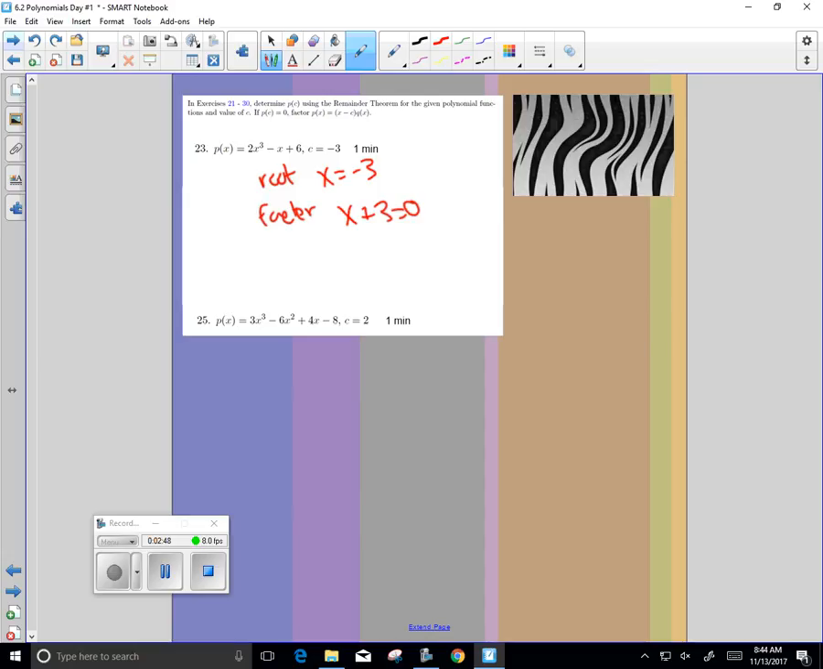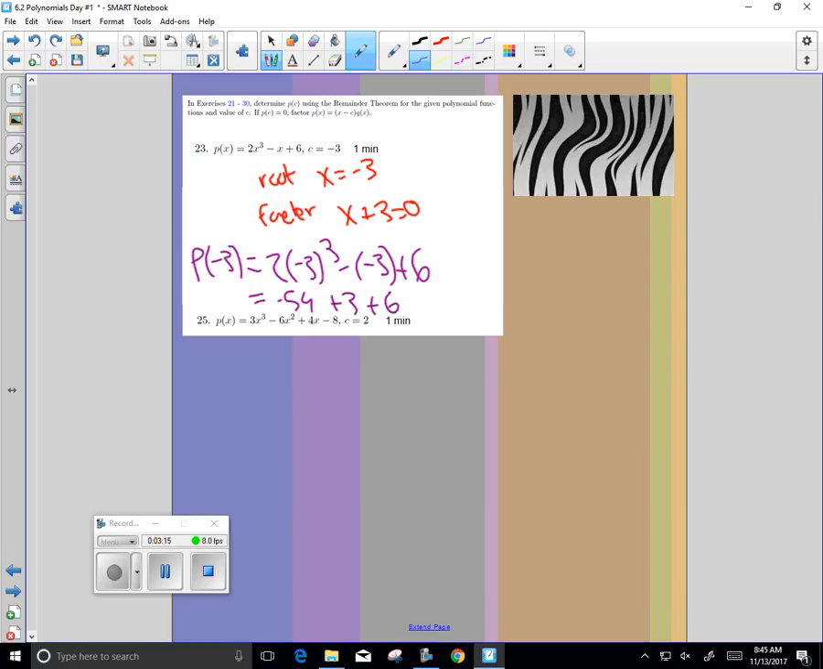Okay, so now we're going to find out what the remainder is without doing synthetic with the root, without doing long division with the factor. All we're going to do is put the -3 in. And so you get 2 times -3 cubed minus -3 plus 6. -27 times 2 is -54. Yuck. Plus 3 plus 6.